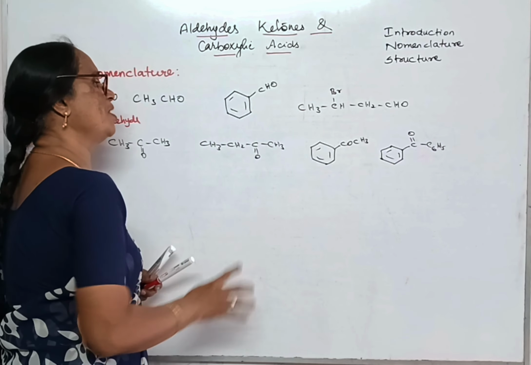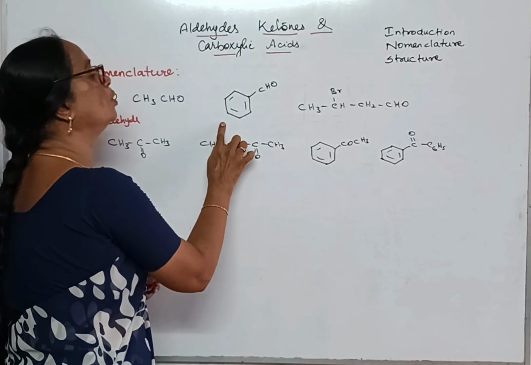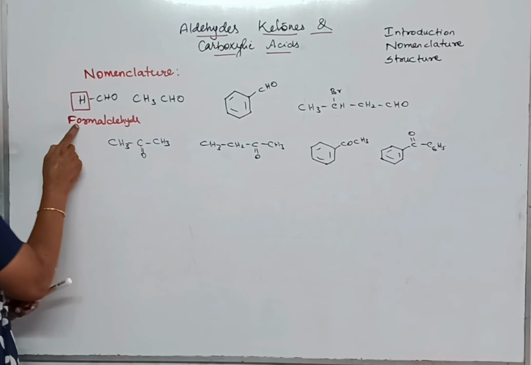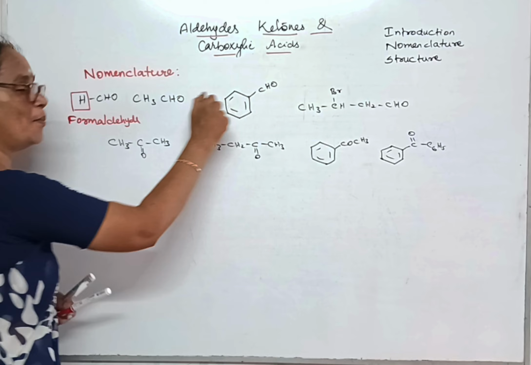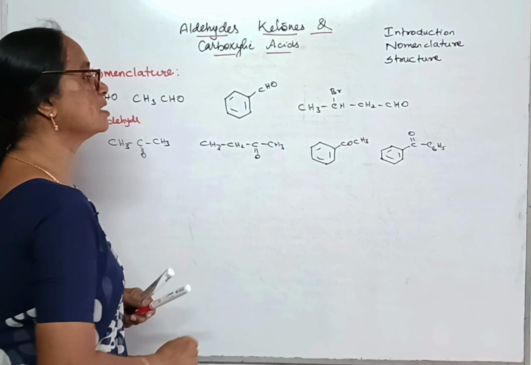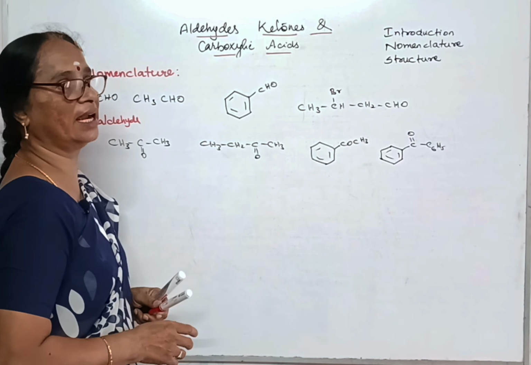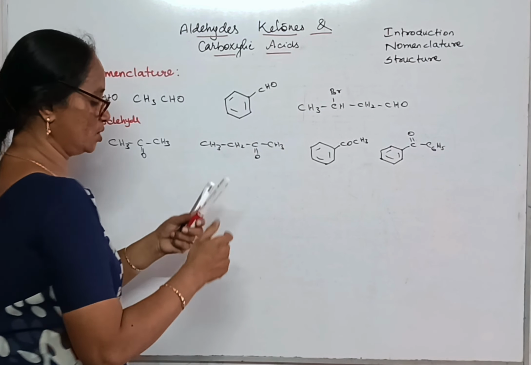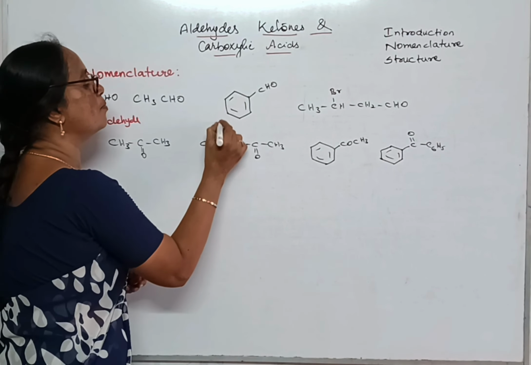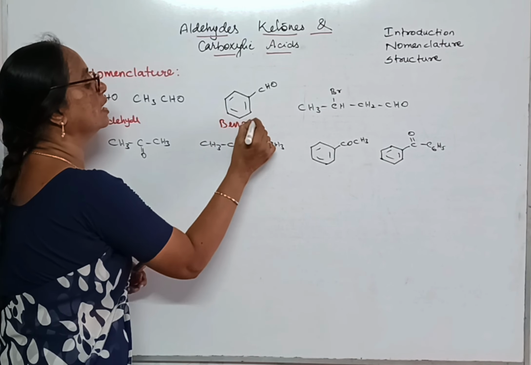And here you may find it has a phenyl group with the aldehyde. From formaldehyde, the hydrogen atom is replaced by a benzene ring. So the common name of this compound is benzaldehyde, though its IUPAC name you can say is phenyl methanal.